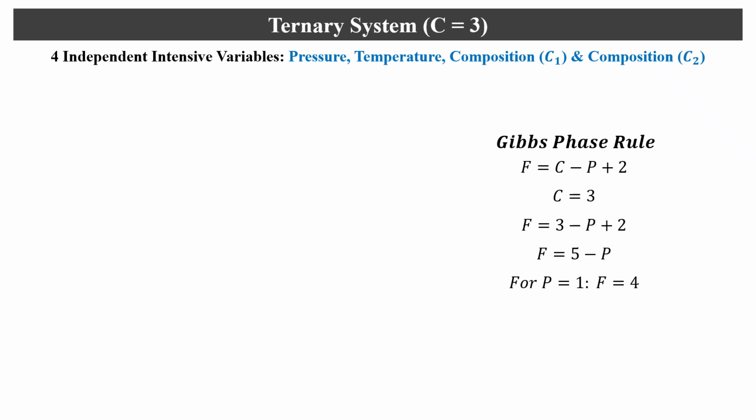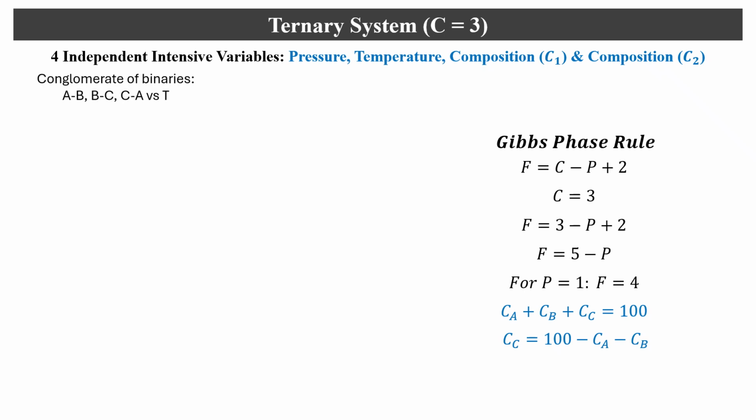Here you can see that even though there are 3 components, we need only 2 independent composition variables. That is so because of the sum constraint. In a ternary system of ABC, CA plus CB plus CC should be 100. That means if I know the compositions of A and B, I can actually back calculate the composition of C. Right? But how do we represent such a ternary system?